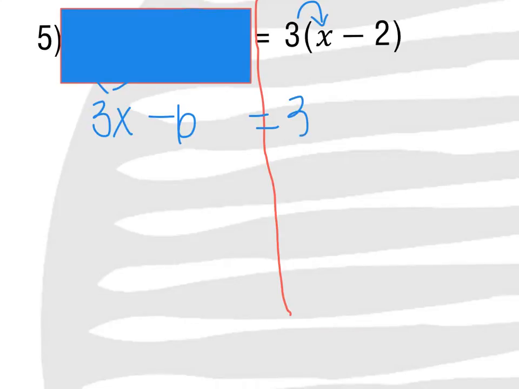3 times x is 3x. 3 times negative 2 is negative 6. Now some of you are already looking at this and thinking, oh, there's something interesting here. We're just going to keep going for now.